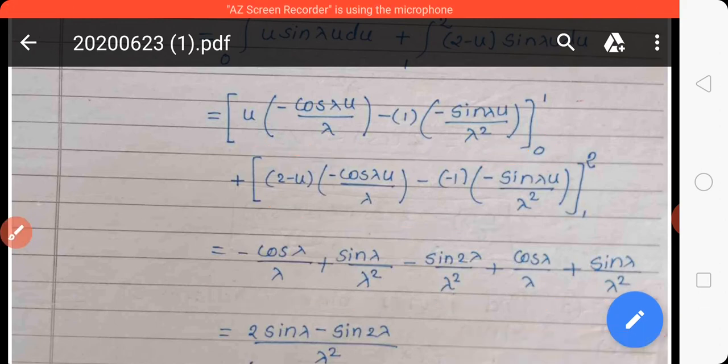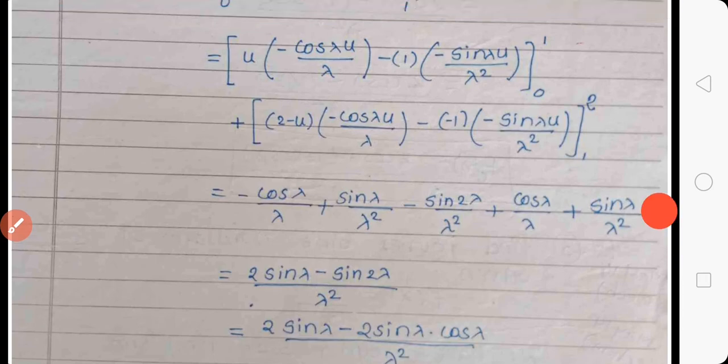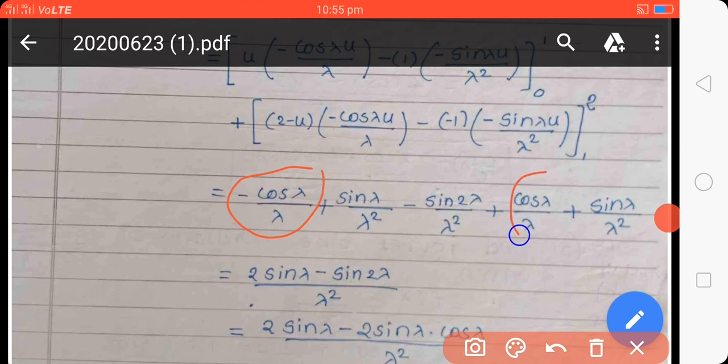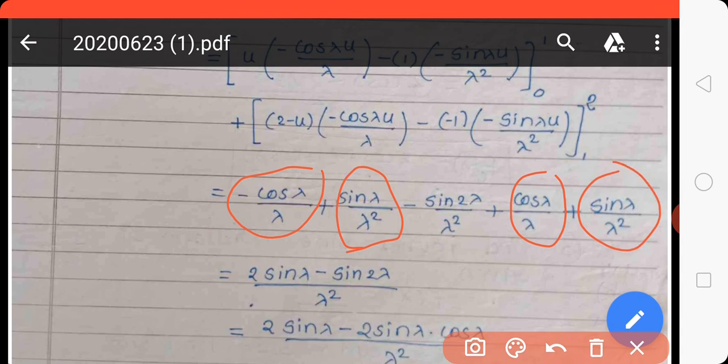Now collect all these terms. We got the value of the Fourier sine transform. Here the same terms with plus and minus signs get cancelled. That is, the term minus cos lambda upon lambda cancels with this cos lambda upon lambda. Also the terms sin lambda upon lambda square and sin lambda upon lambda square both have positive sign. Therefore we got here 2 into sin lambda, and this term is as it is, minus sin 2 lambda upon lambda square. Therefore we got the term 2 sin lambda minus sin 2 lambda upon lambda square.